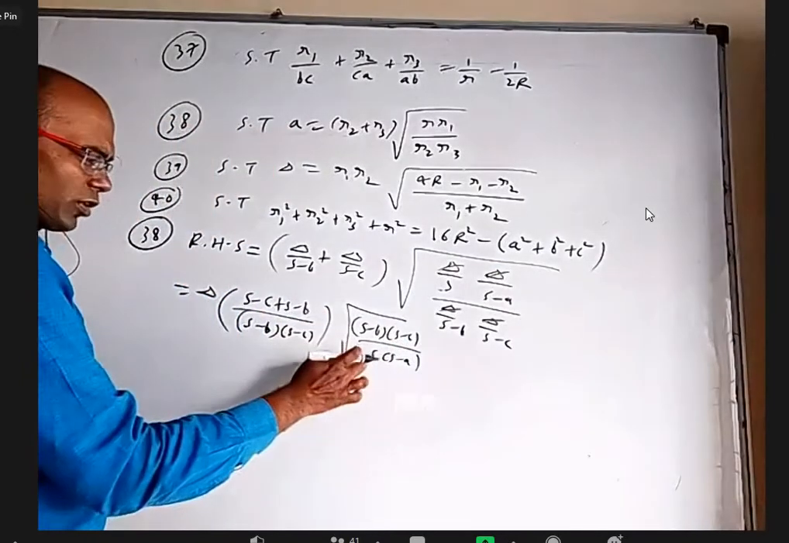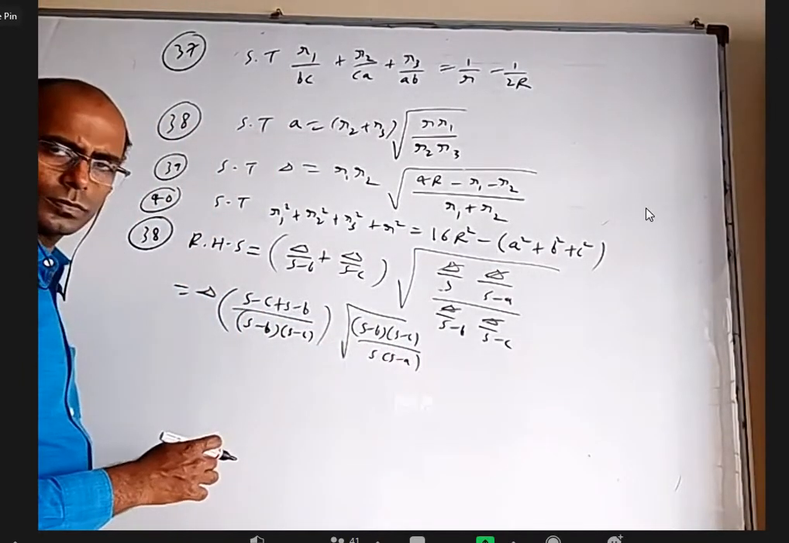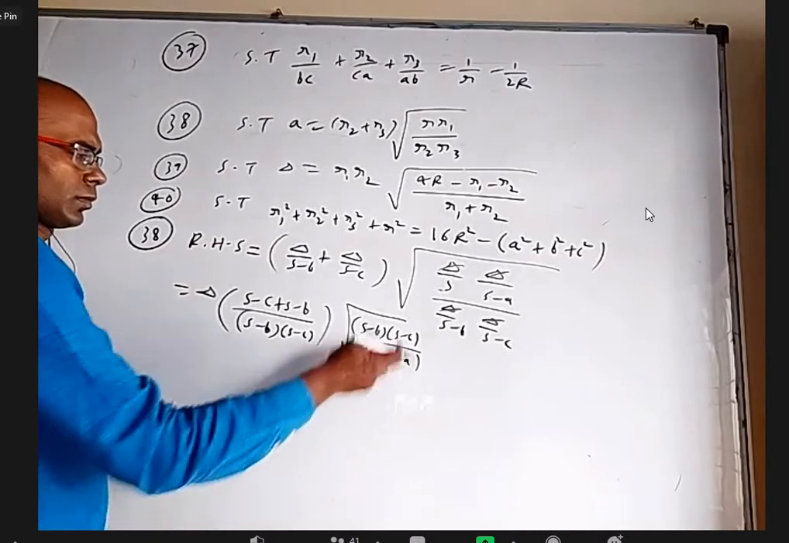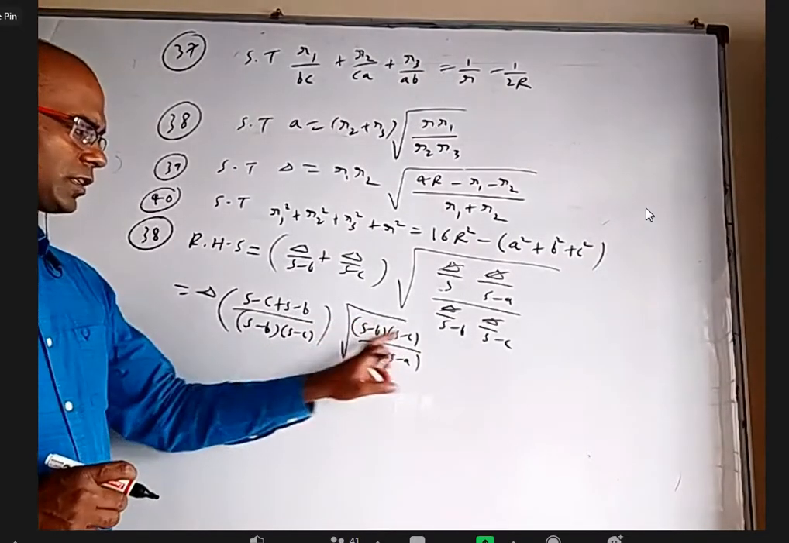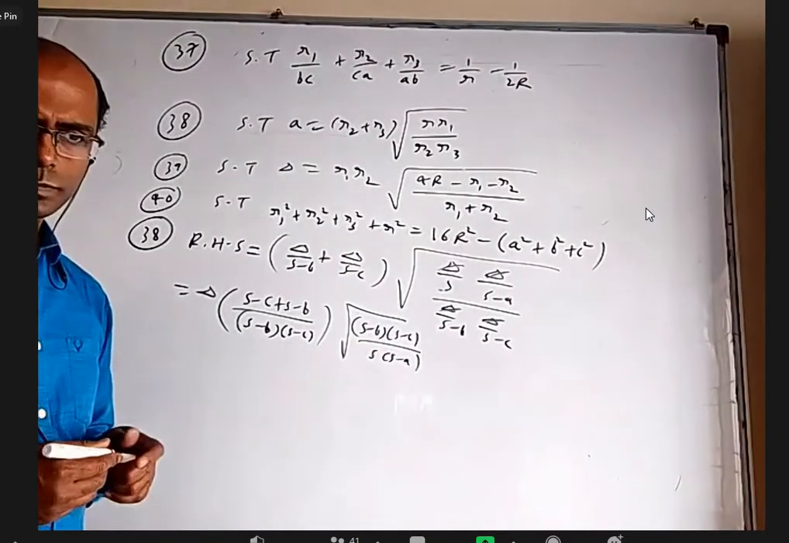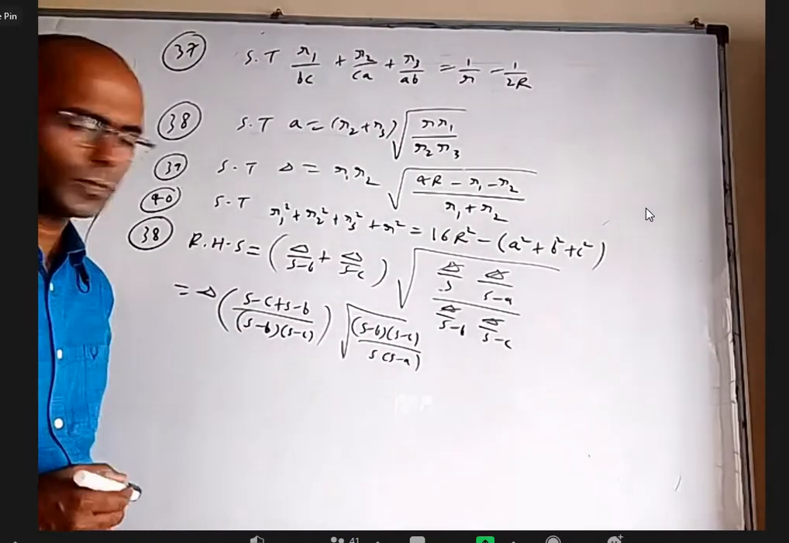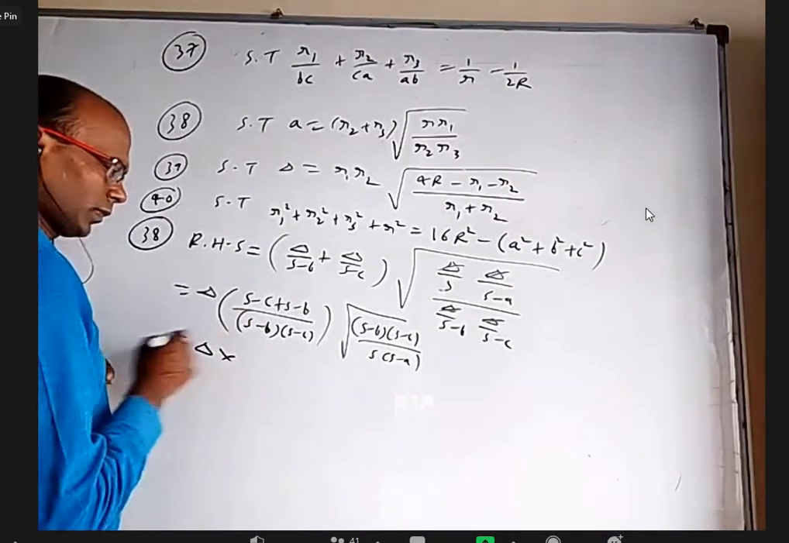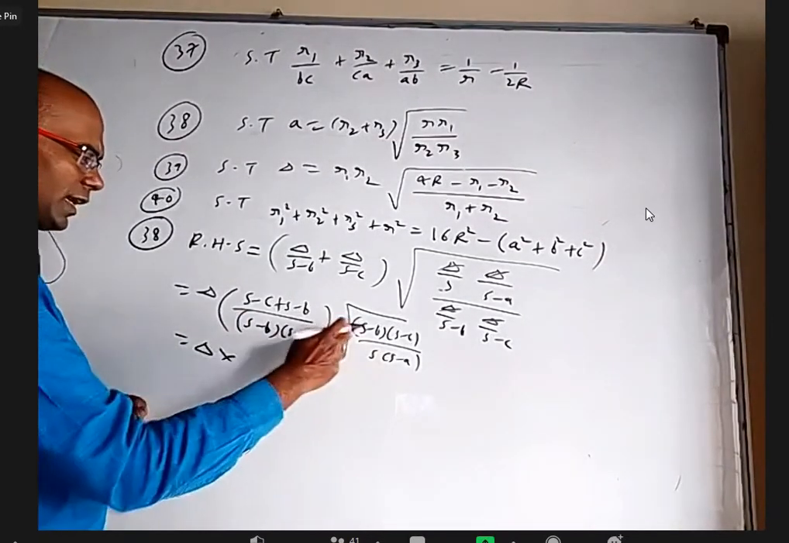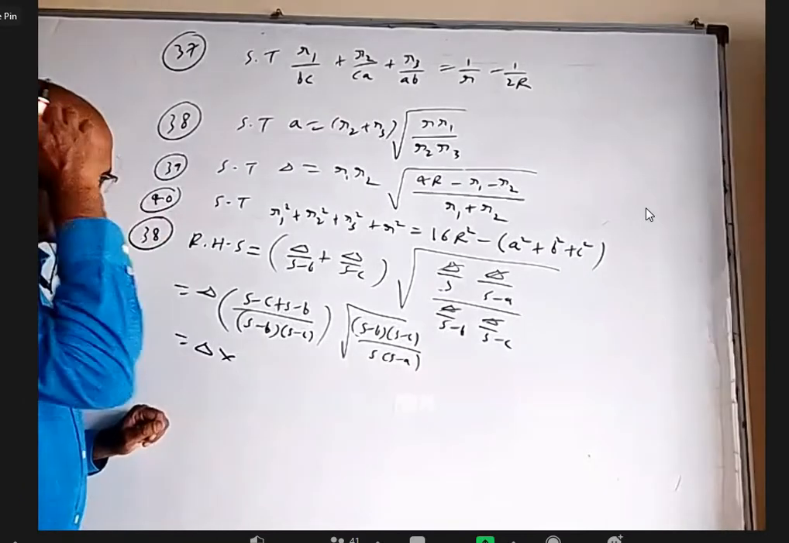This is formula for what, this one? Root over S minus B into S minus C by S into S minus C. Tan A by 2. Tan A by 2, yes. Why write tan A by 2? I can cancel these two and delta will cancel. Okay, don't write tan A by 2.